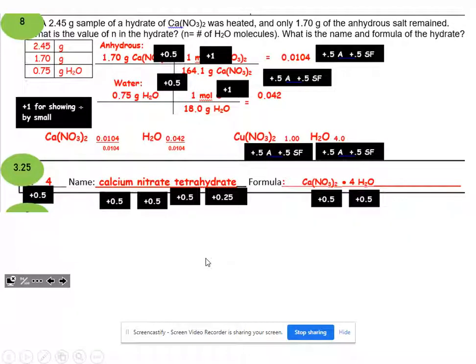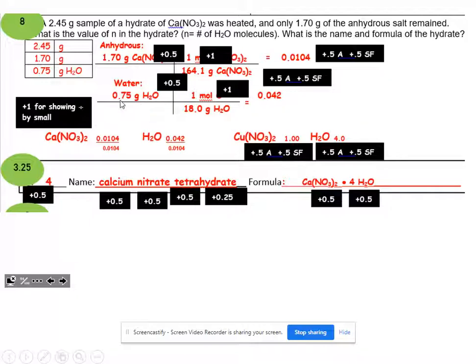The next problem, you had to find the mass of the water. And remember, you want to find the moles of anhydrous in water, not the moles of hydrate in water. The molar mass of CaNO3 is 164.1. That'd be a half point if you got that wrong. 0.0104 is half point for the answer, half point for sig figs.